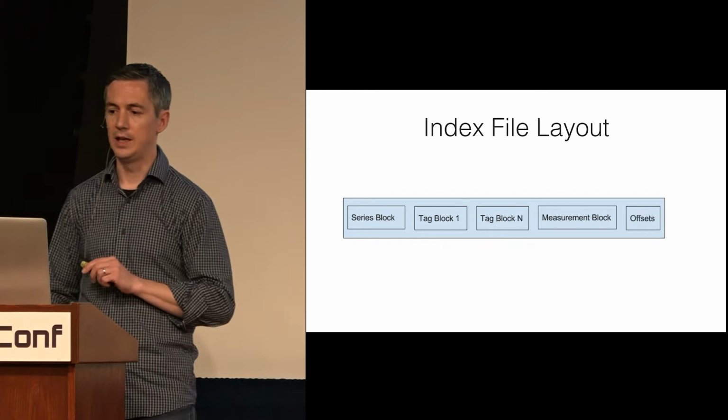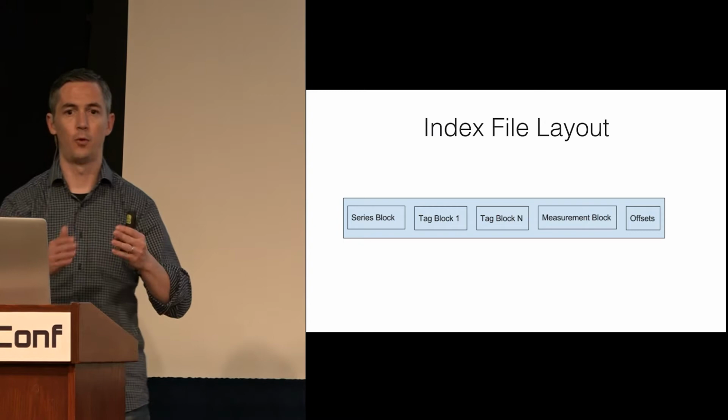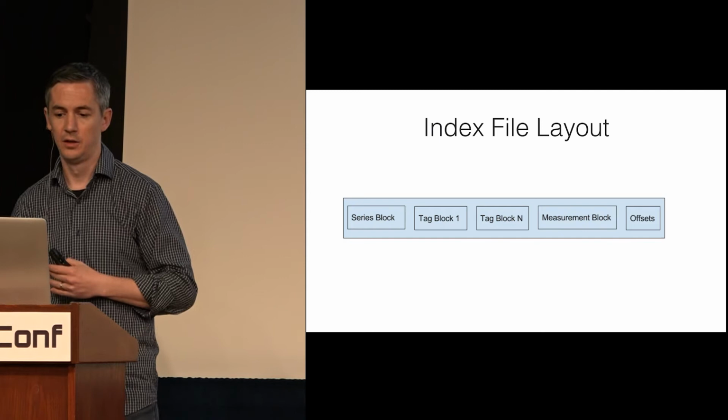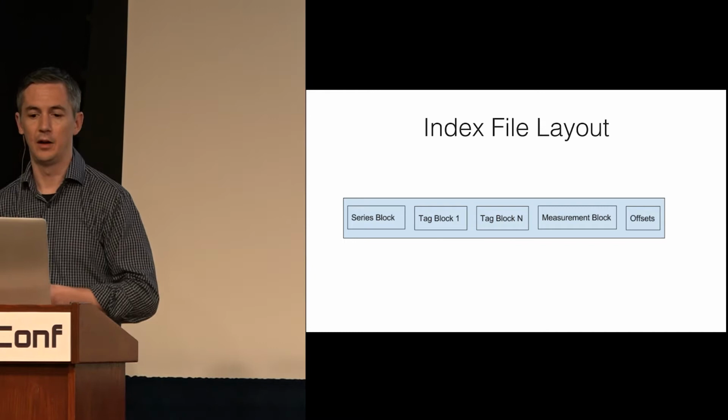So the index file looks like this. We have a number of different blocks. We have a block for what series exist in the index, what tags exist, tag key value pairs, and then what measurements exist. And then offsets for the different locations of the blocks. So let's look a little bit at what the series block looks like.